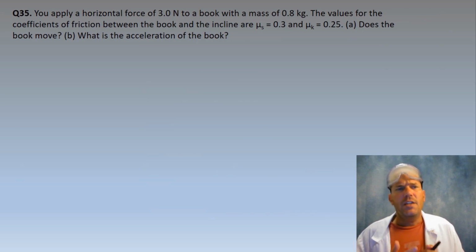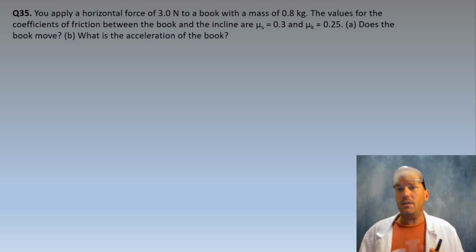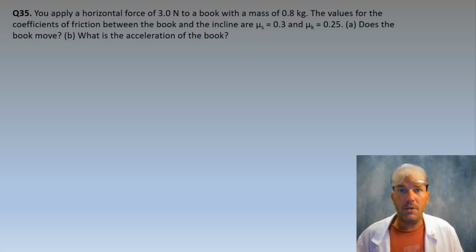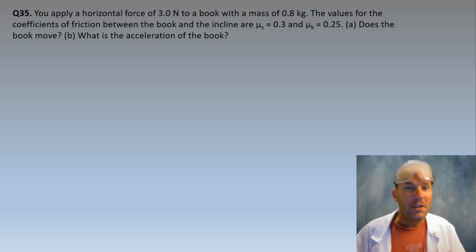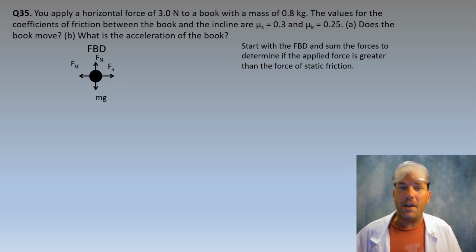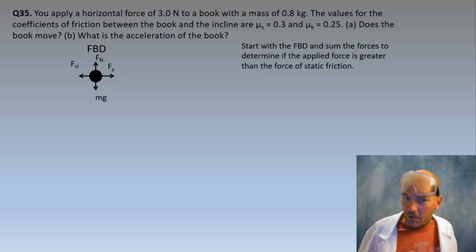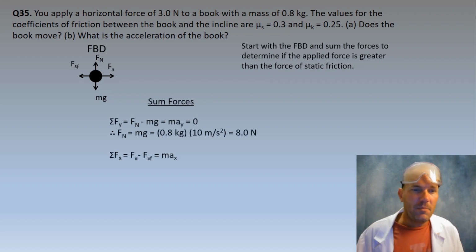Question 35. You apply a horizontal force of 3 newtons to a book with a mass of 0.8 kilograms. The values for the coefficients of friction between the book and the incline are mu for static friction is 0.3, mu for kinetic friction is 0.25. A, does the book move? B, if so, what is the acceleration of the book? You know what we're going to do, a free body diagram. We're not exactly sure if there is a net external acceleration, so a generic free body diagram to help us get started. We're going to sum the forces in the y.